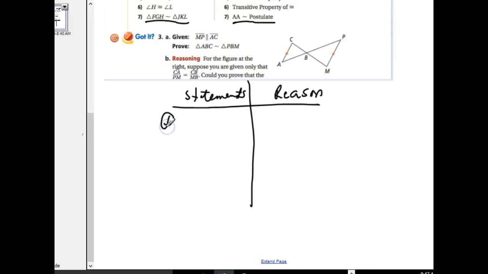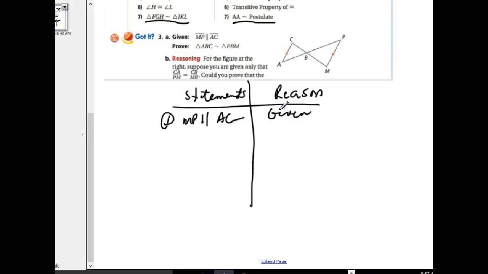So let's start with statement number one. A good place to always start, or at least I tell my students, is with what was given. Okay, so MP is parallel to AC.